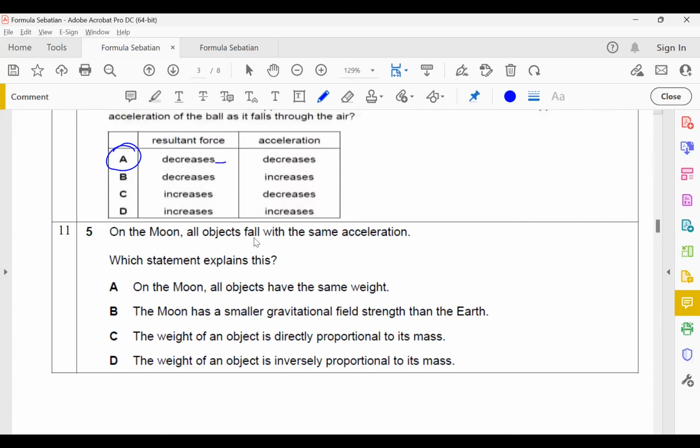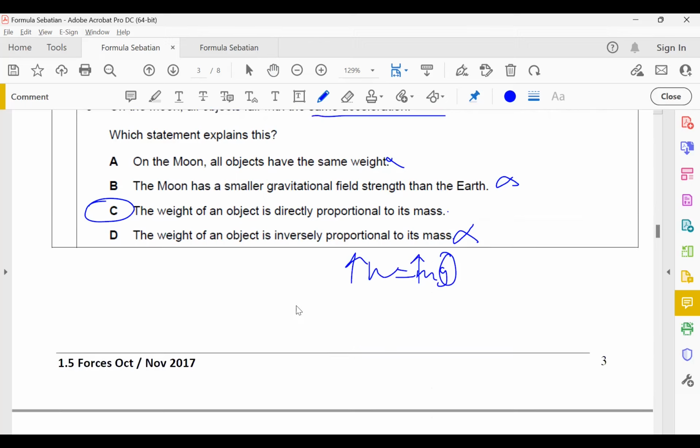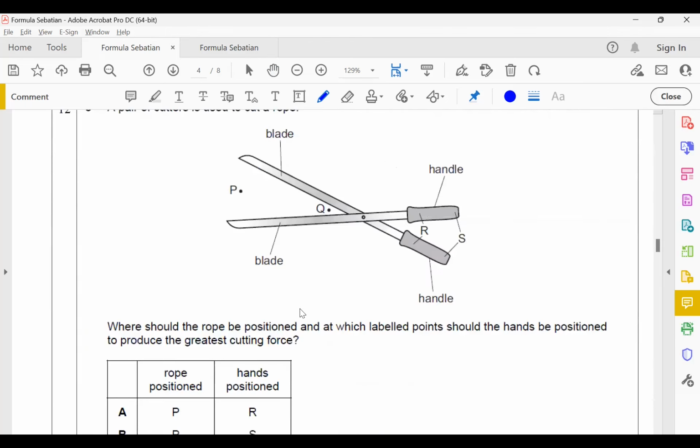Next question. On the moon, all objects fall with the same acceleration. Which statement explains this? The weight of an object is directly proportional to the mass. Possible? Not possible? No. Yeah, C is the only answer here. The weight is directly proportional because yet again W equals mg. Since the gravity is constant, this one increases, this one for sure increases. Okay. Last 3 questions.